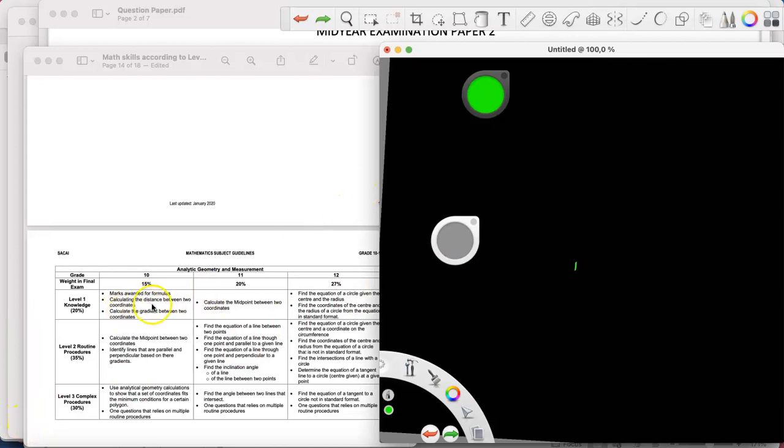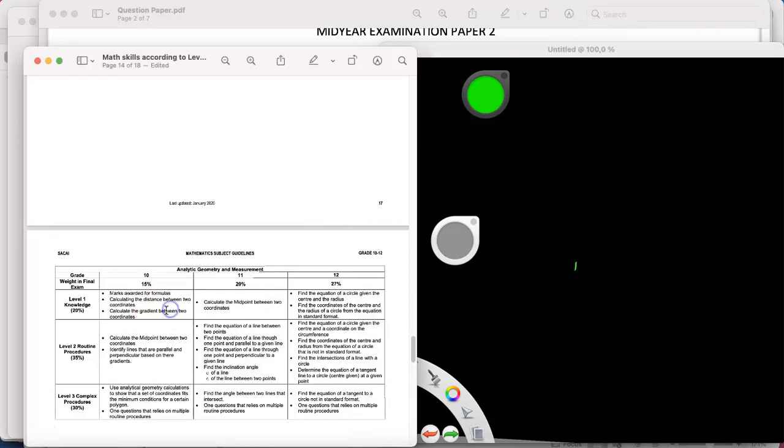The first thing we see here is that if marks are awarded for any formulas, then that is level 1. So when you get the formula correct, then that's a level 1 point awarded. The next level 1 ability I should be able to do is calculating the distance between two coordinates.